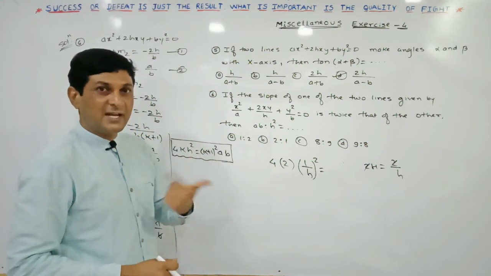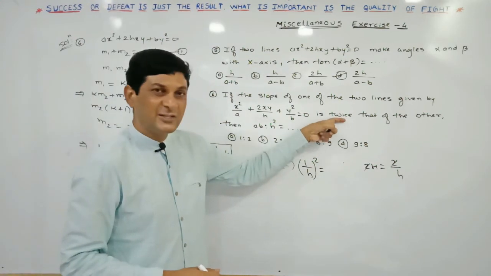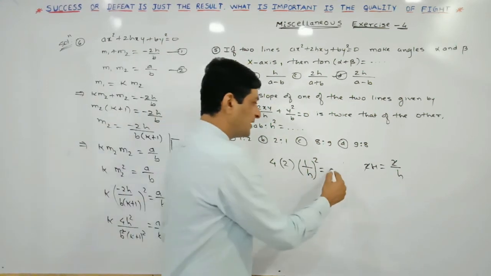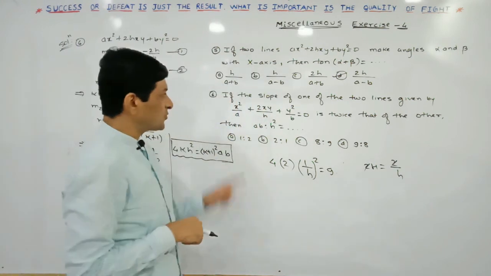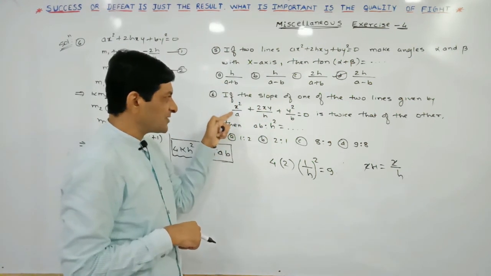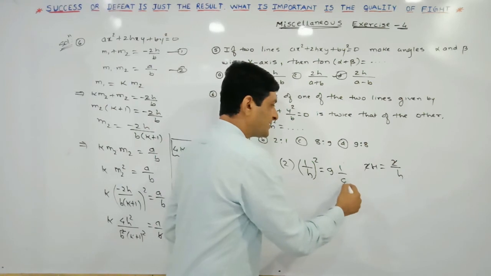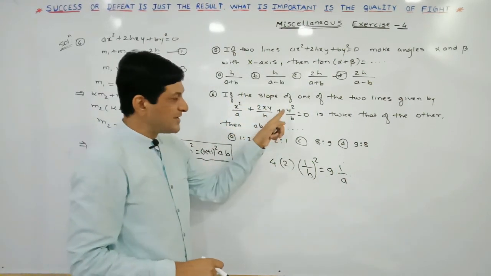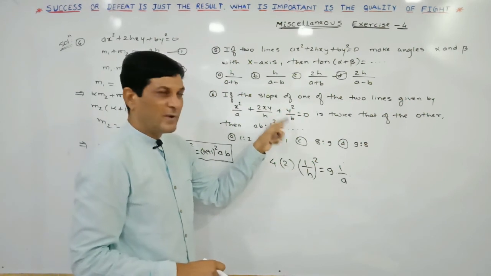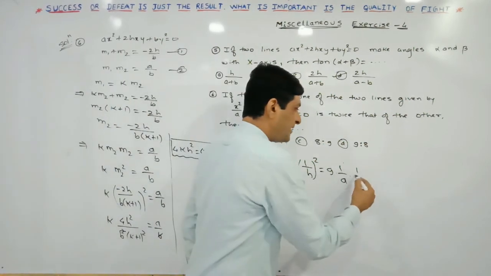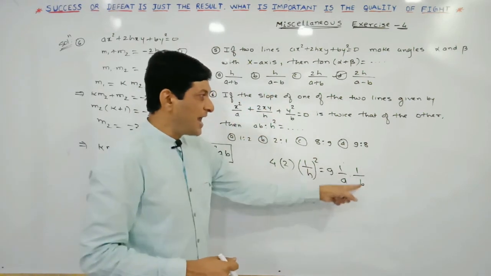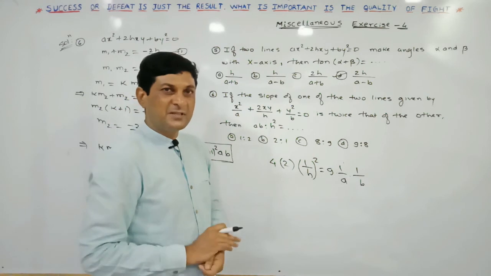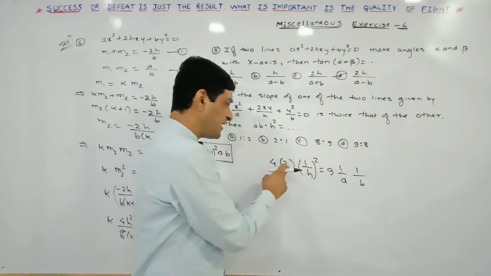Slope of one line is k times the slope of another line, but here k is what? 2. So here 2 plus 1 will be 3, and square of 3 will be equal to 9 into a. A means coefficient of x square. What is the coefficient of x square here? 1 by a. And lastly we are substituting the value of what? B. B means what? Coefficient of y square. What is the coefficient of y square here? 1 upon b. So replace that b by 1 upon b. These values are related with what? This homogeneous equation. After substituting the value, the remaining part is just the simplification part.